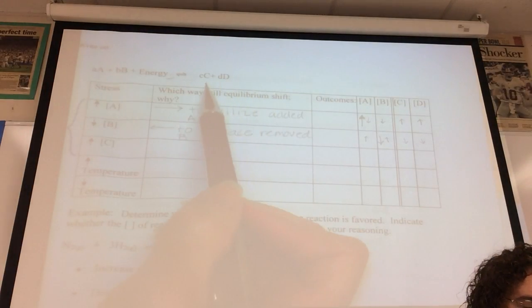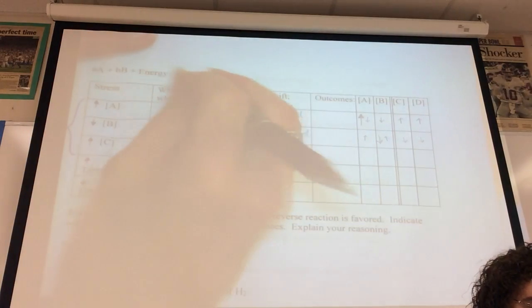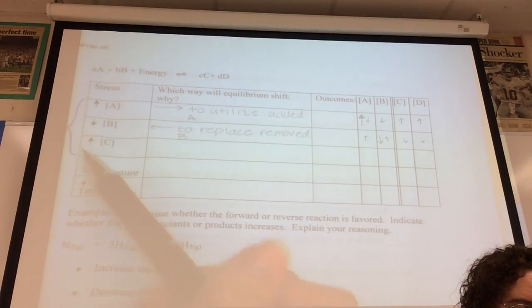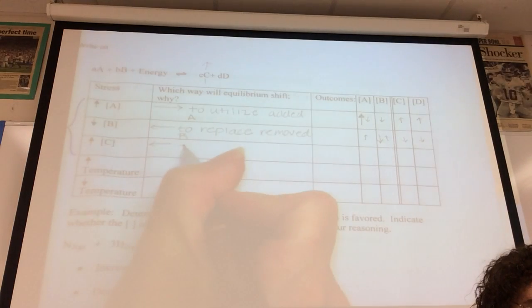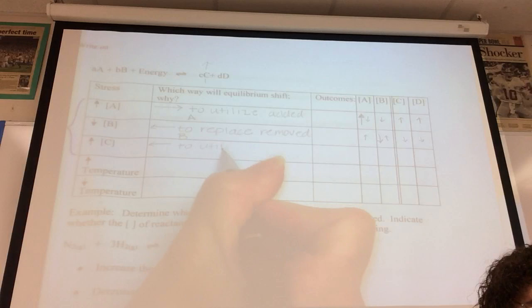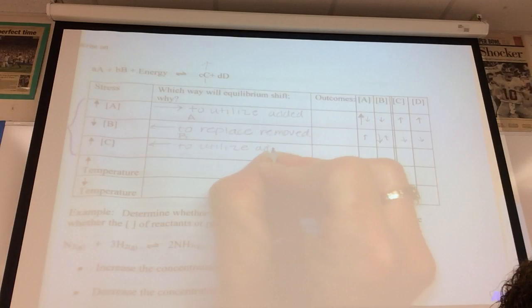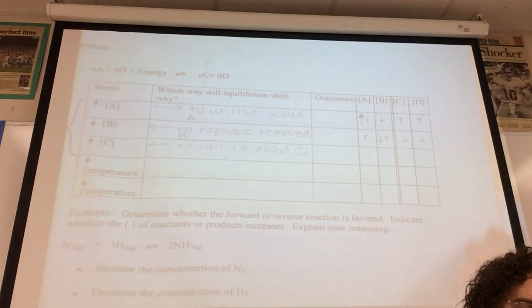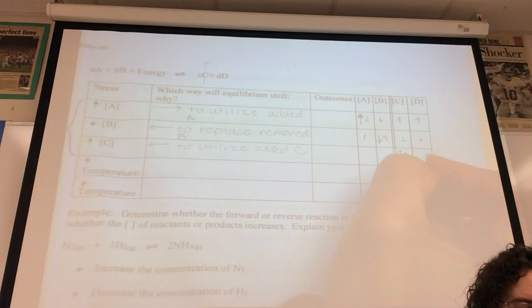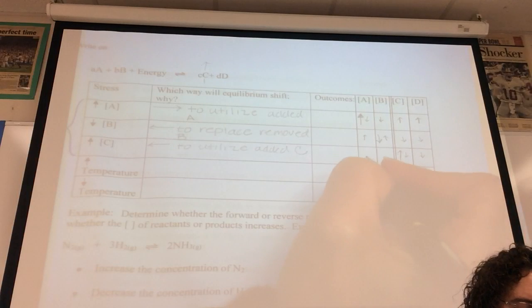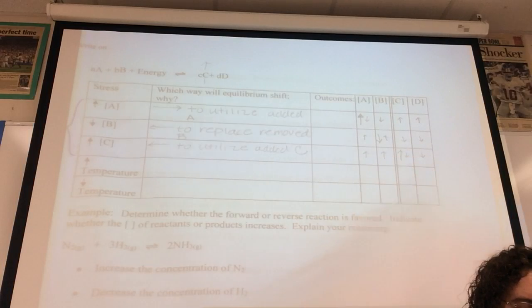Now, if we increase C, a product, and Chris, does that answer your question? Yeah. I thought so. Okay, good. If we increase C, in which direction will equilibrium shift? To the left, to utilize or use added C. So we initially increase C, but with the reverse shift in equilibrium, what will happen to C and D? They're both going to go down, and the reactants will get generated.